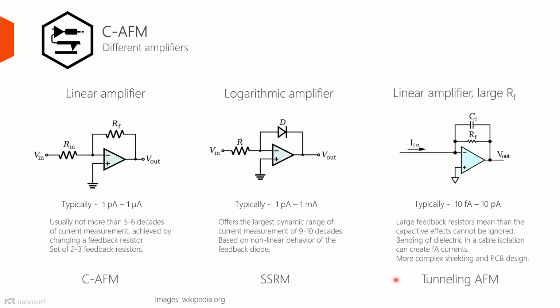Now, there is another amplifier design which is fundamentally not very different from the linear amplifier, but it is using a much larger feedback resistor to detect smaller currents. In this design, the capacitance in parallel to the feedback resistor becomes important, as well as much better shielding and cabling. And when you measure in femtoampere currents, a bending of a dielectric in the cable could produce enough signal which is not the tip current. So these three amplifier designs would get you covered for any conductivity experiment one can imagine.